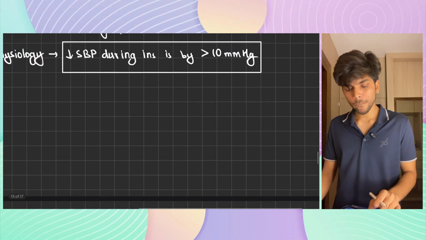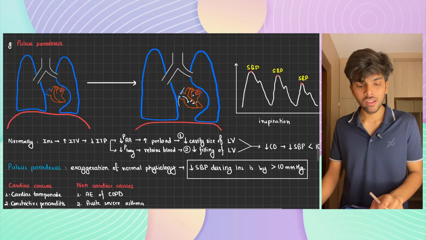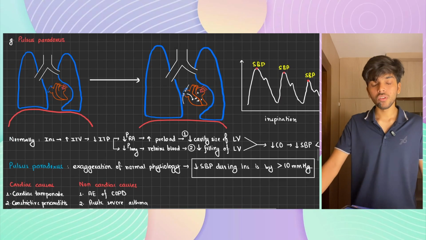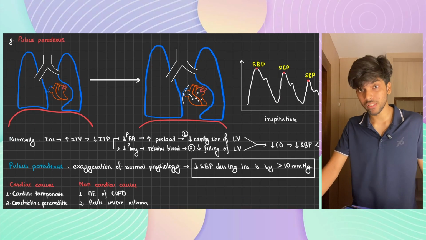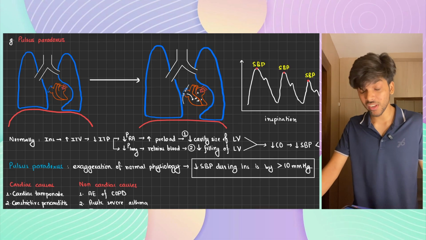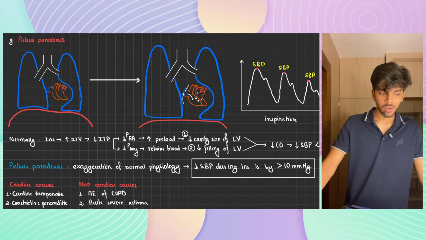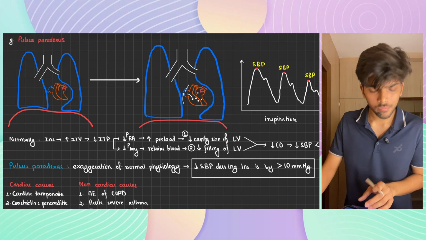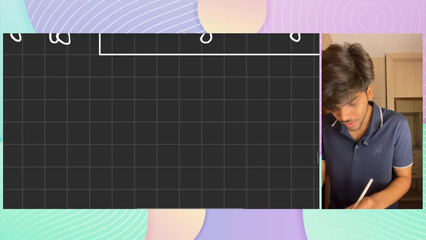The question is, in fact, pulsus paradoxus is not the measurement of your pulse, but the measurement of your blood pressure, more specifically the measurement of your systolic blood pressure. Then where's the paradox here? What is the paradox? Here's the paradox.